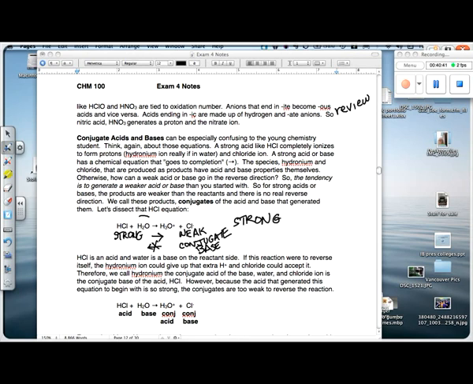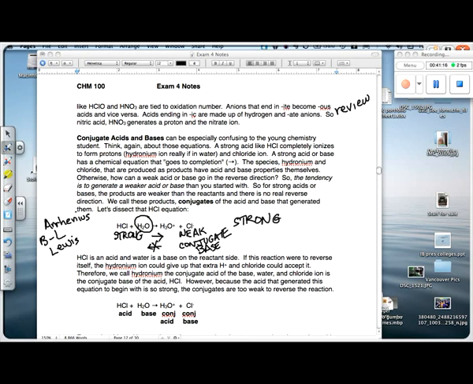Water here is acting as a base because it's accepting the proton from HCl. Also, HCl is increasing the H3O plus, so all three definition systems really apply. This is Arrhenius because it increases the H3O plus concentration in water. It is Bronsted-Lowry because we've got protons being donated and accepted. And it's also Lewis, as we just went through, when an H plus is accepted by water. So this reaction goes all three definition systems.